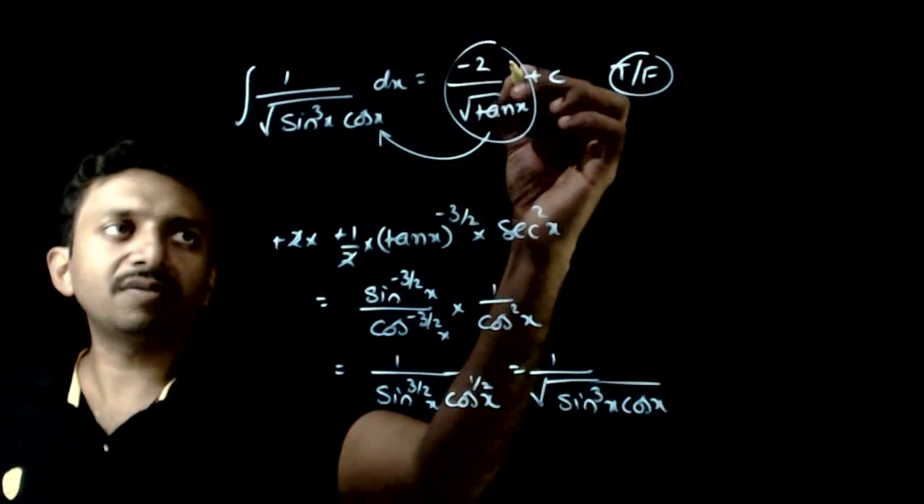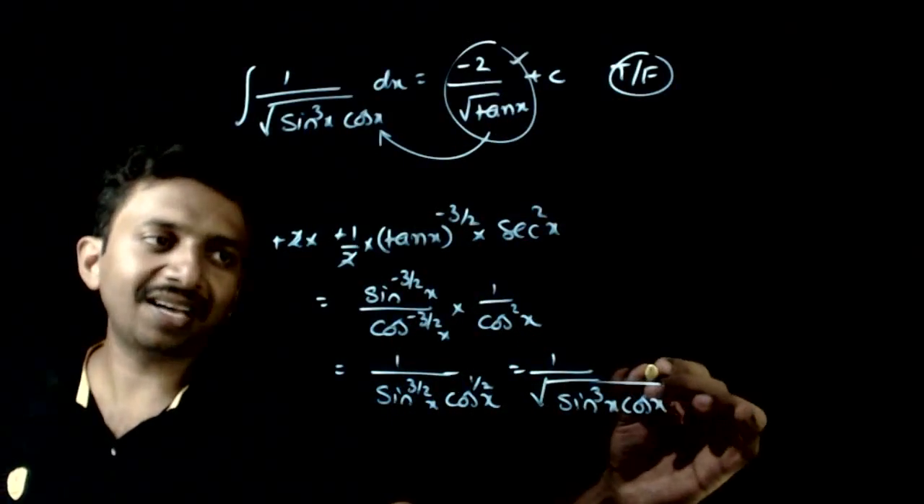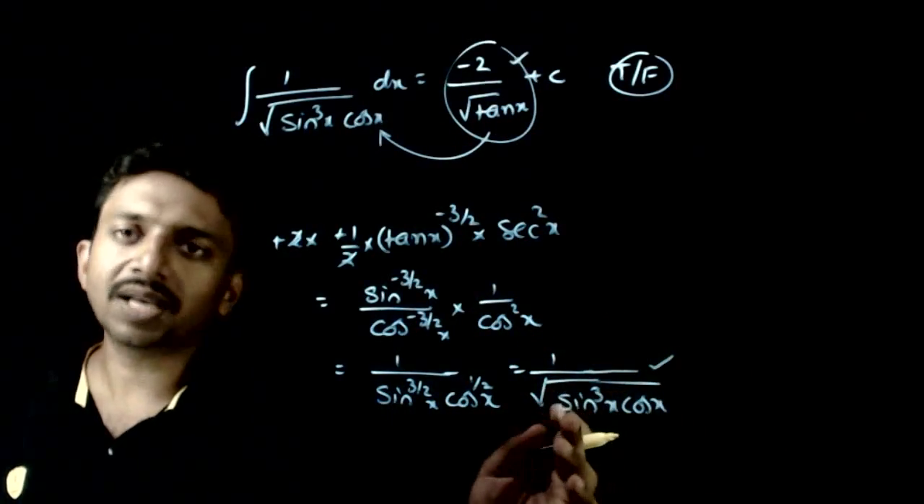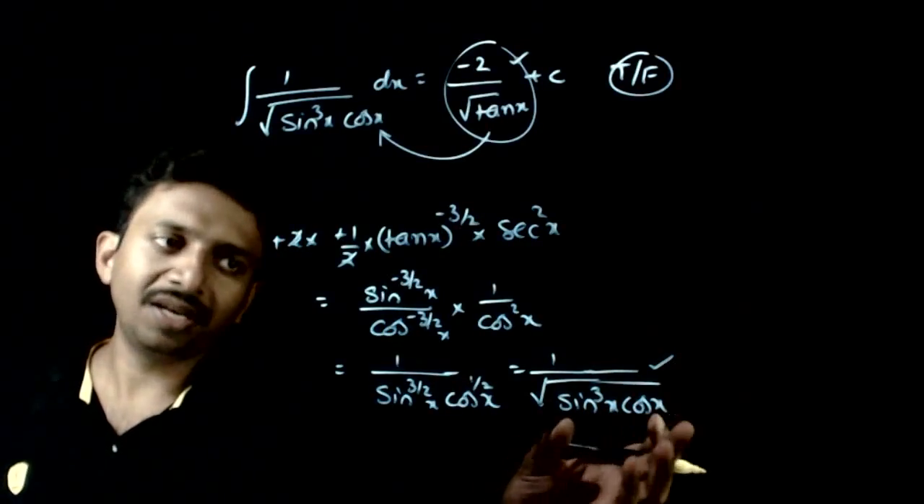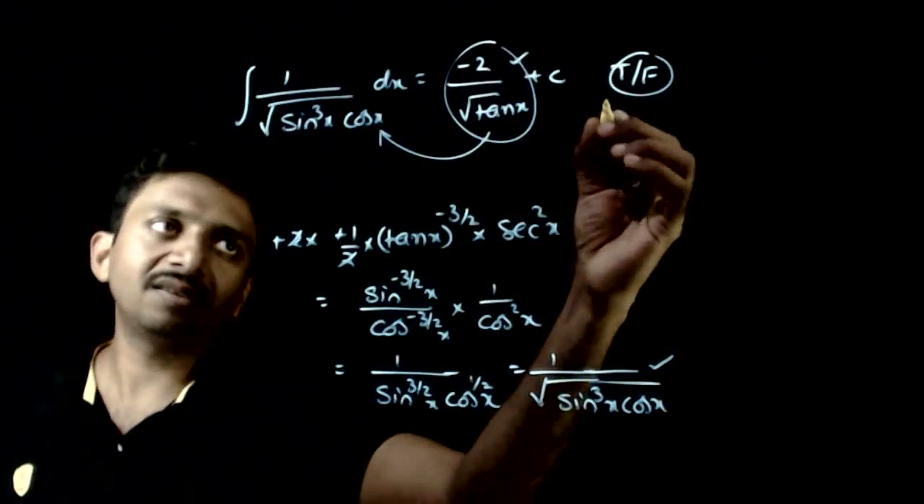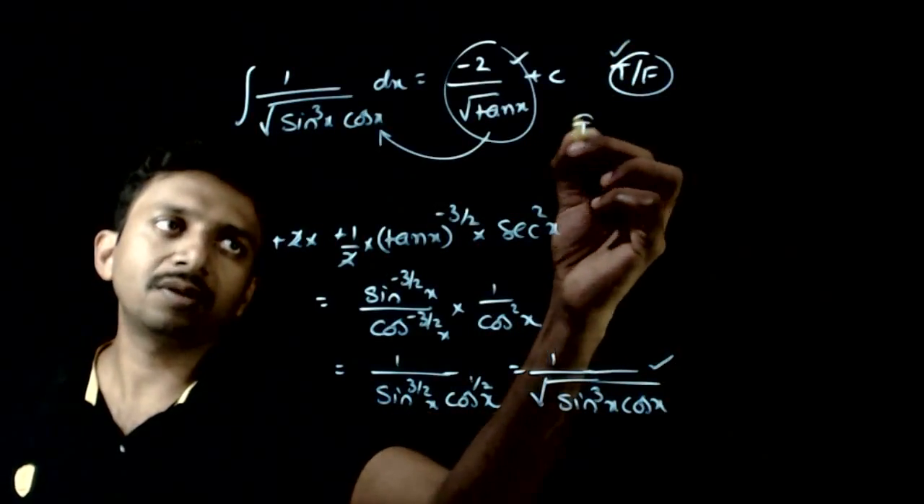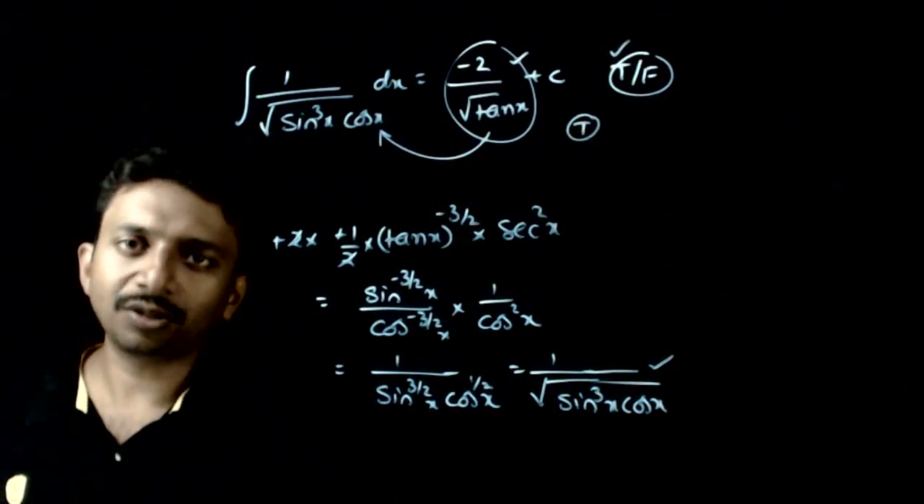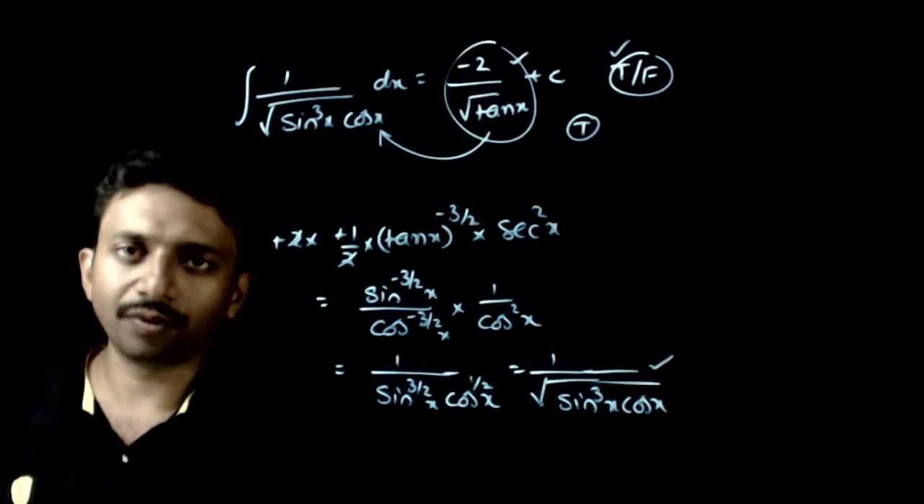So the differentiation of this function is exactly equal to 1 by root sin cube x cos x. So integration of this function is equal to minus 2 by root tan x plus c is true. So this statement is true. So now let us go to the fourth statement.